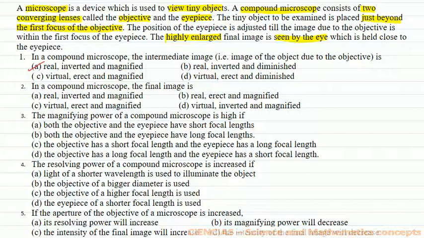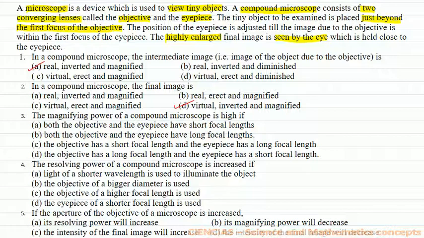Since for the eyepiece, object and image are on the same side, the image will be virtual. A virtual image is always erect, but for us the object is also inverted, so the image will also be inverted. And definitely we are given it is a highly enlarged image, so option D is correct: virtual, inverted and magnified. Here the virtual image is inverted because the object is also inverted. That is why our image is also inverted.